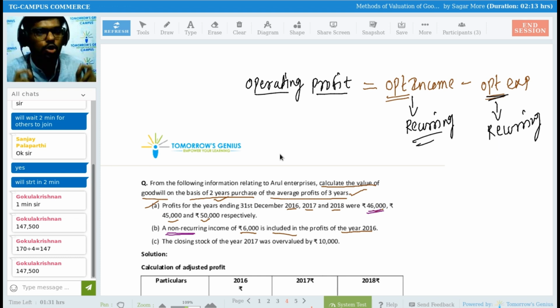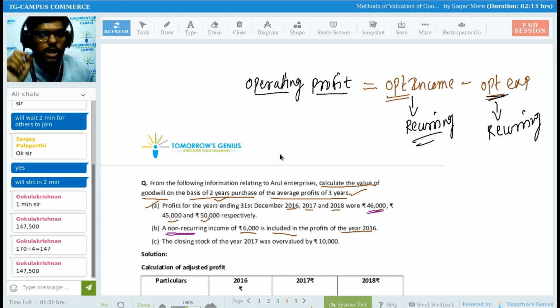Whenever you are calculating goodwill, sir, the average profit that you are calculating, that profit should be recurring profit, operating profit. Another name for recurring profit is operating profit, right? That's why I'm saying, sir, non-recurring income and non-recurring expenses, we are not supposed to consider while calculating average profit for goodwill valuation. Are you getting this concept? Right?